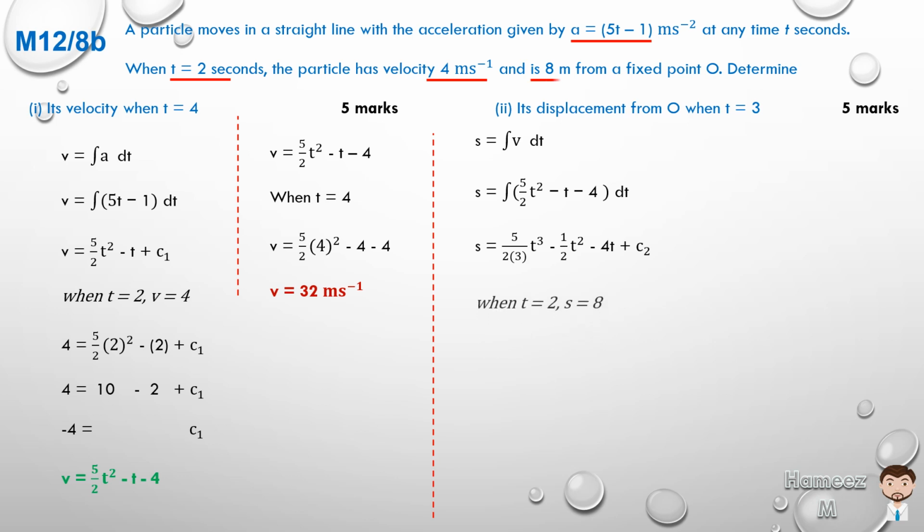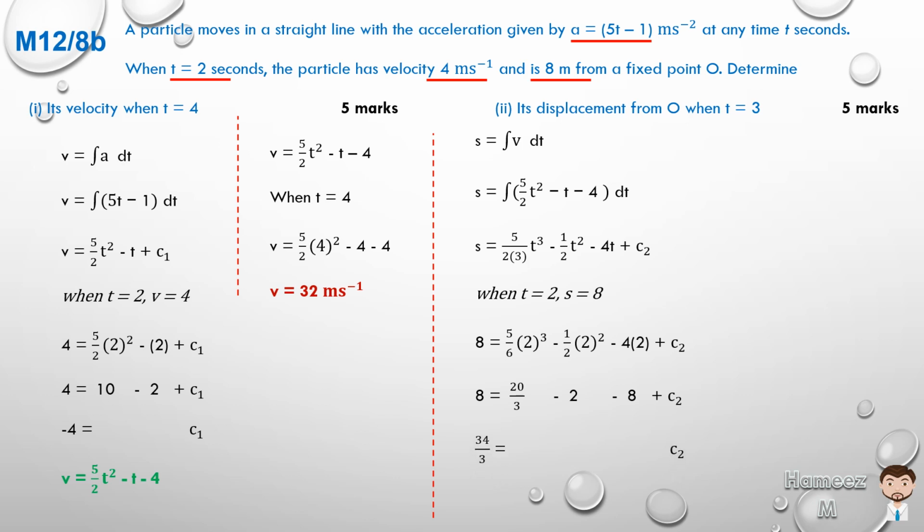When t is equal to 2 seconds, s is equal to 8 meters. So if we substitute, 8 is equal to 5 on 6 by 2 cubed minus a half by 2 squared minus 4 by 2 plus c2. So we can solve for c2. So 8 is equal to 2 cubed is 8. 8 5s are 40 over 6, which is 20 over 3. Minus a half of 2 squared, a half of 4 is 2. Minus 4 2s are 8 plus c2. Using our calculators, c2 works out to be 34 over 3. As such, the general equation for s is equal to 5/6 t cubed minus a half t squared minus 4t plus 34 over 3.